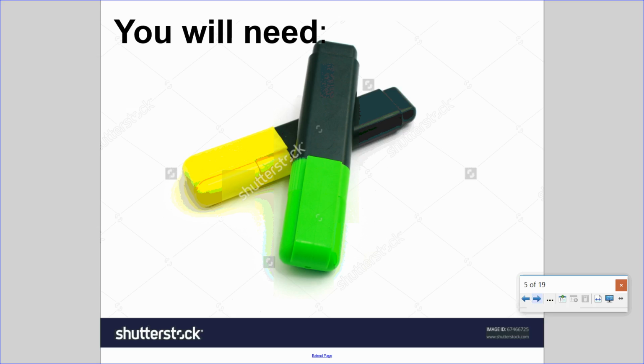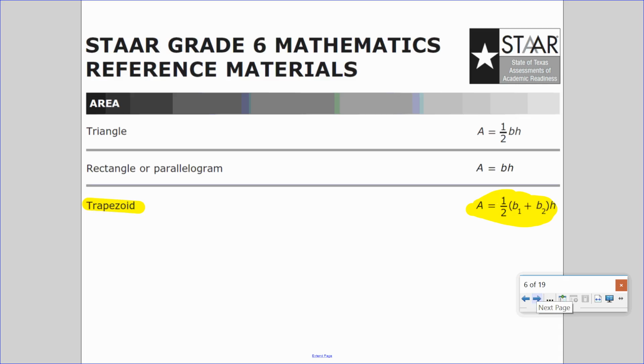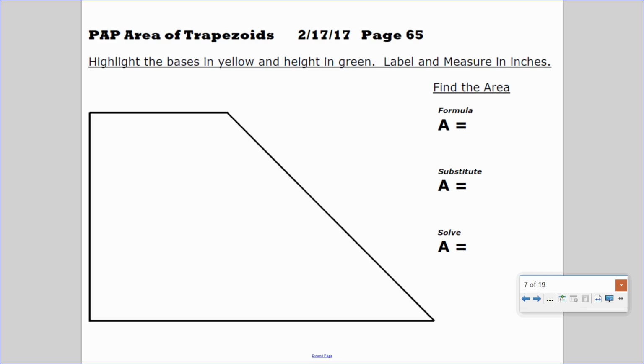So today you will need 2 highlighters, a yellow and a green highlighter. Let's look at our reference chart. We've already learned how to do rectangle and parallelogram. We've already known how to do triangles. Now it's time to learn how to do area of trapezoid. Its area equals half of the base 1 plus base 2 times the height. Looks really complicated, but it really isn't. So we are given a trapezoid right here. Can you highlight the base in yellow and the height in green, label and measure in inches?